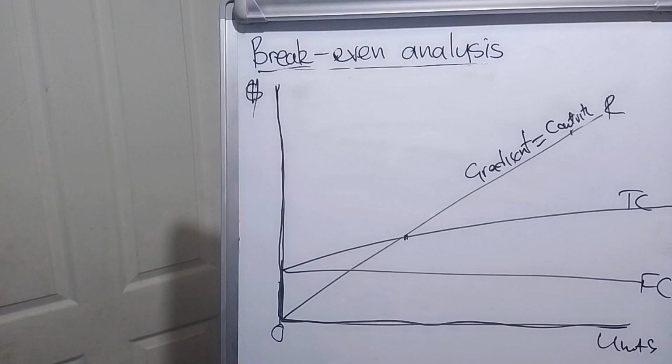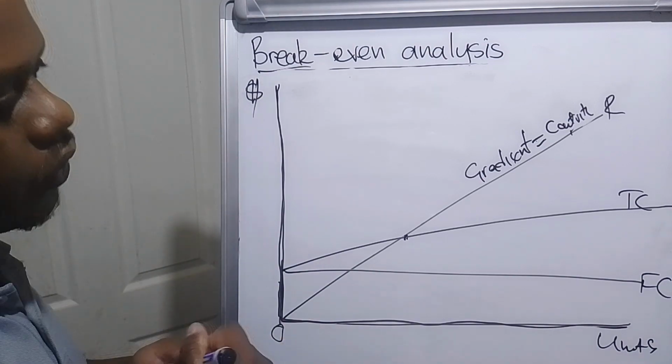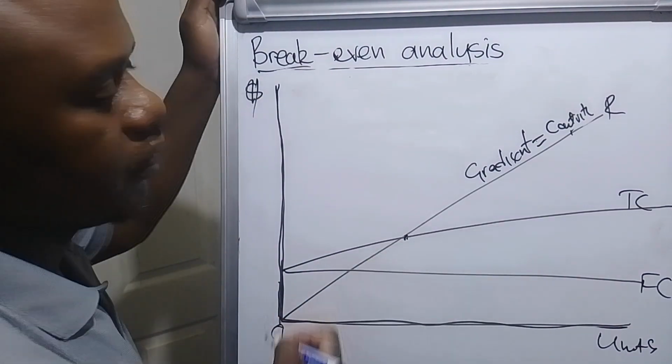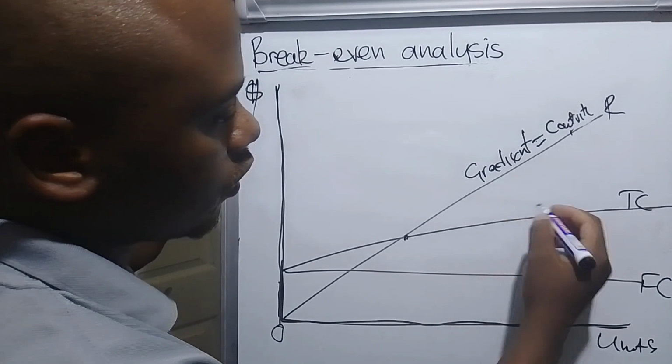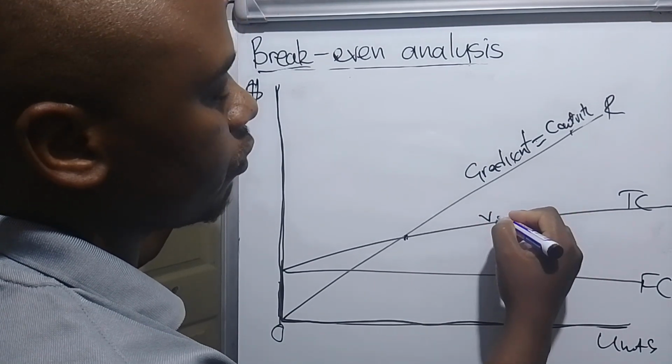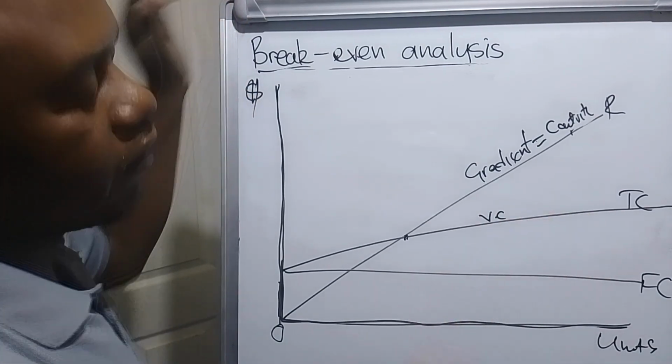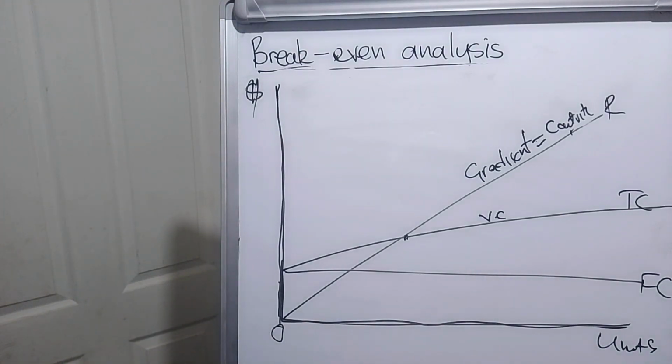Okay, again, the gradient of this total cost line is the variable cost per unit. The gradient of the total cost line is the variable cost per unit. Always know that. Don't ever make a mistake or waste your time in an examination. The gradient of the total cost line is the variable cost per unit. That's it.